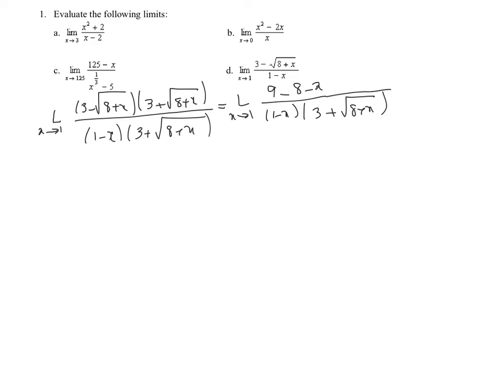Now 9 minus 8 is 1, so 1 minus x in the numerator and 1 minus x in the denominator cancel. So I'm going to get the limit as x goes to 1 of 1 over (3 plus square root of 8 plus x). Now, when x goes to 1, 8 plus x becomes 9. Square root of 9 is 3. 3 plus 3 is 6, so this really becomes 1 over 6.